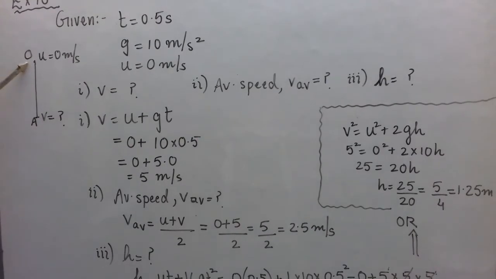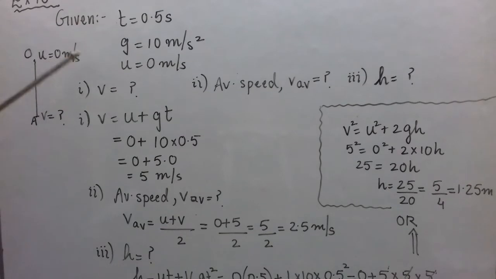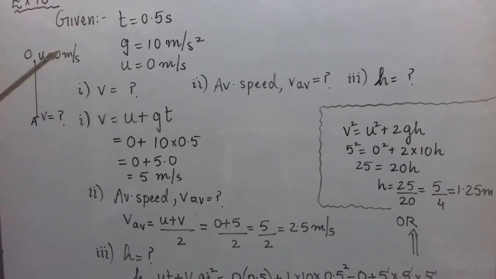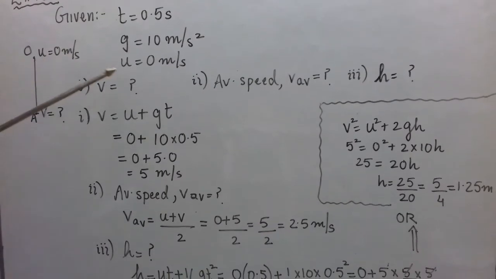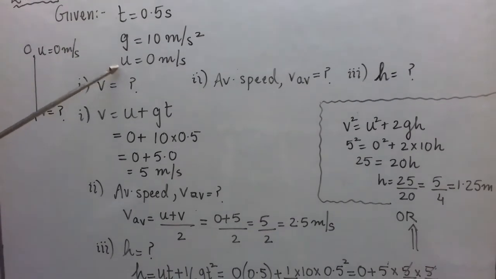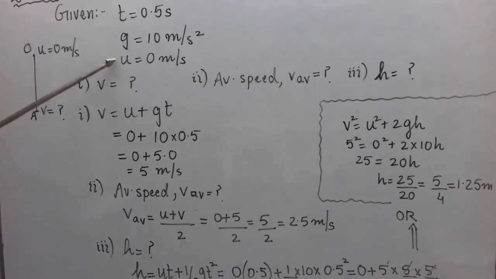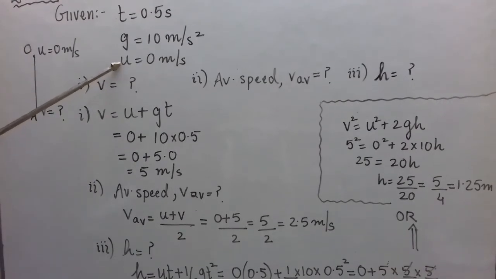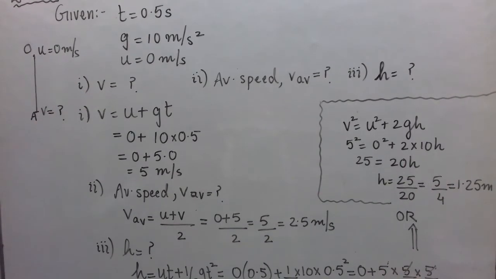So when it drops from here, you know that U should be equal to 0 meter per second. We have done such numericals in the first chapter, motion. Right here, this is not given directly, but you have to write it as the car drops from here. So U, the initial speed or initial velocity, is 0 meter per second. You have to find the speed on striking the ground.